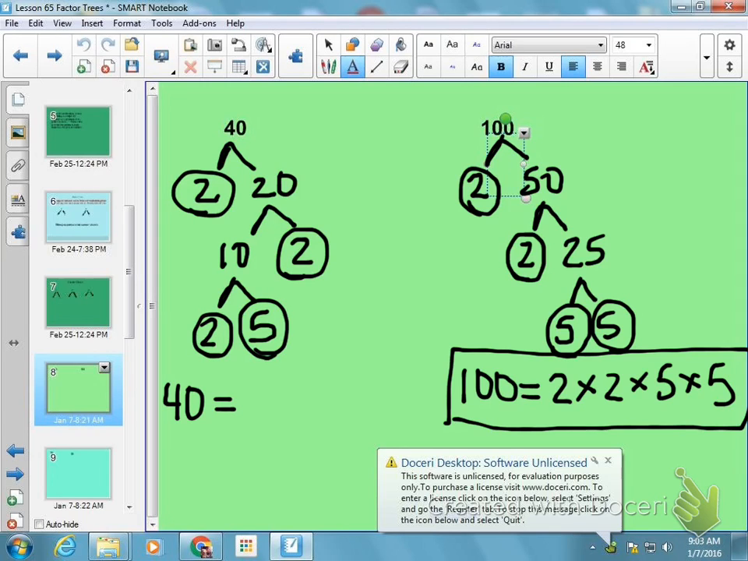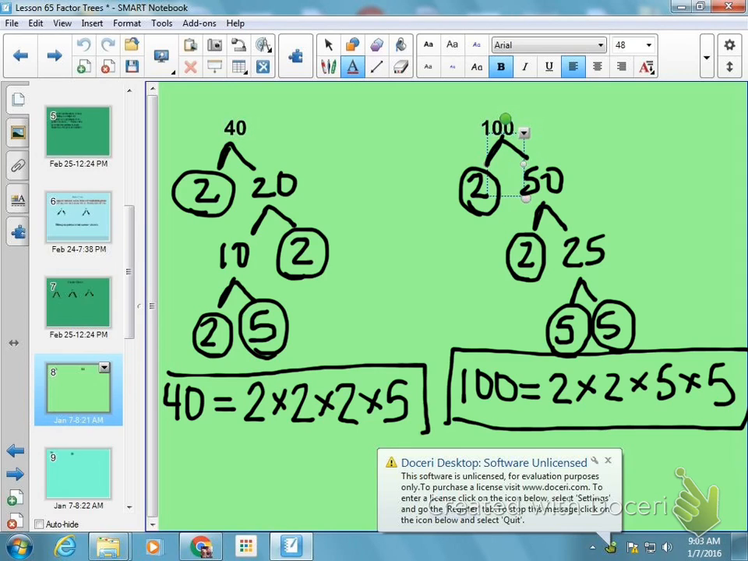Now here are the factors that I used to find my prime factorization for 40. You may have used different numbers. You may have multiplied different things or had a different order. That's fine, but this is what matters right here. 40 should equal 2 times 2 times 2 times 5. Now, your tree may look different, but this should look the same.